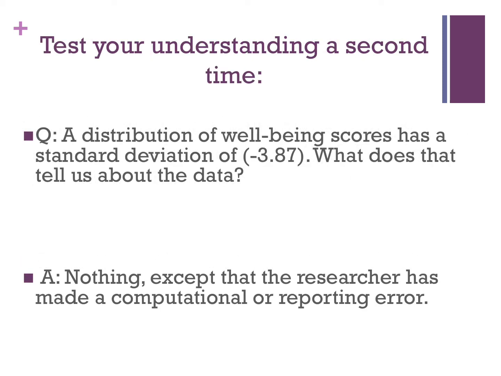Let's test your understanding a second time. A distribution of well-being scores has a standard deviation of -3.87. What does that tell us about the data? Well, it doesn't tell us anything except the researcher has made a computational or reporting error. The variance and standard deviation can never be negative. They can be equal to 0 if everyone in the data set has the same score, but they cannot be negative.